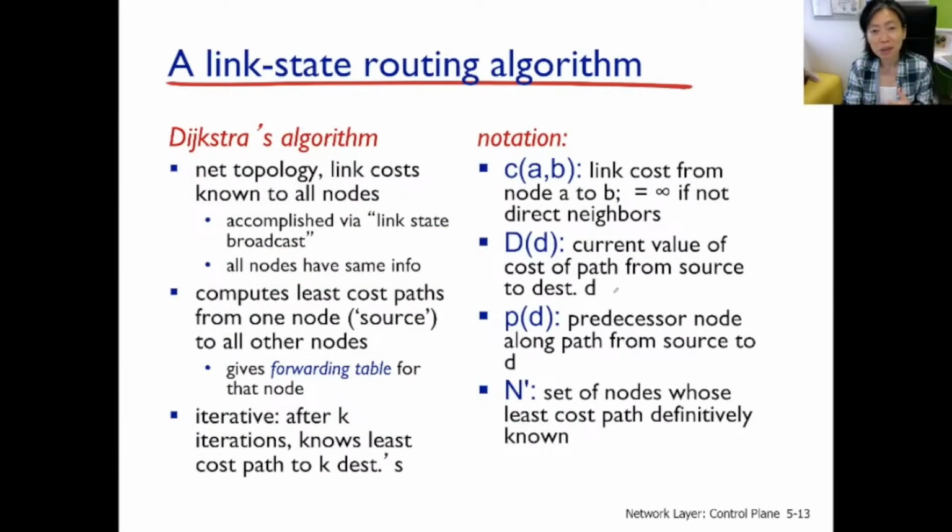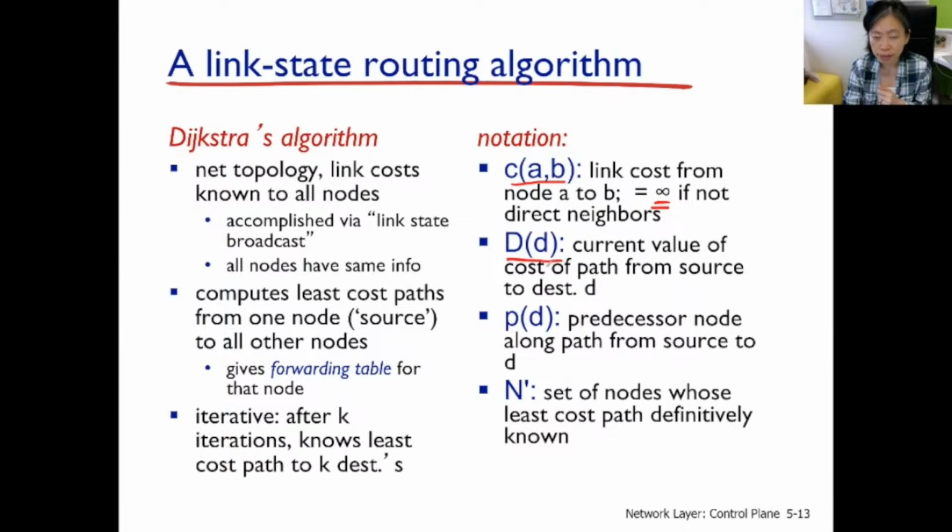Let me introduce these notations before I bring up the pseudocode for the Dijkstra algorithm. First is c(a,b). This is the cost of the link connecting router A and B. You should know that already. What's a little bit surprising to you is this: the cost c(a,b) could be infinite, because there's no direct link connecting the two routers, and therefore the cost is infinite.